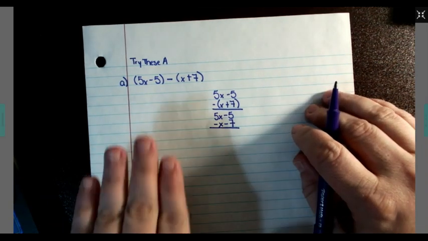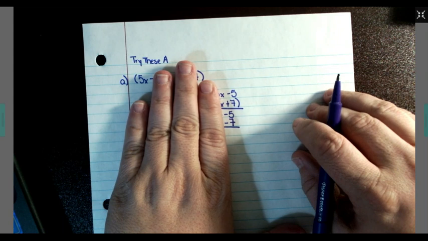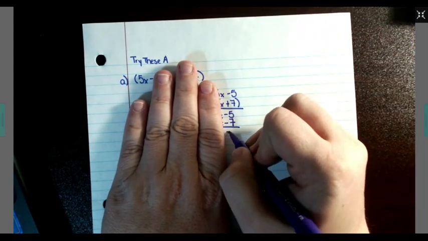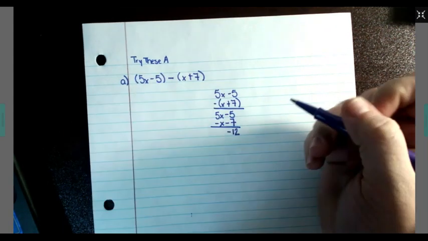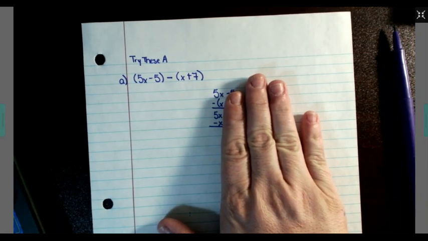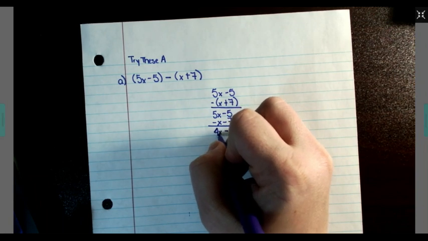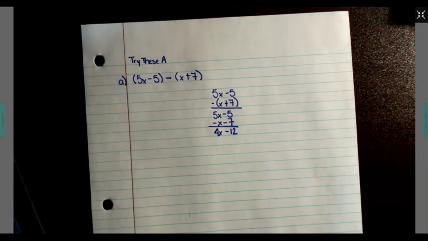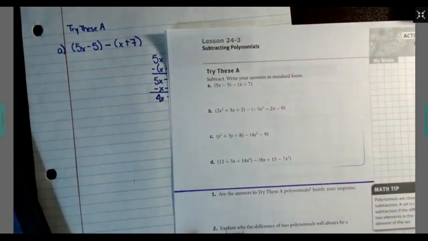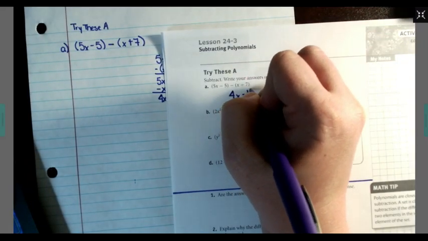Now we're going to combine our like terms. Negative 5 and negative 7 makes negative 12. 5x minus x makes 4x. So the answer to letter A would be 4x minus 12.